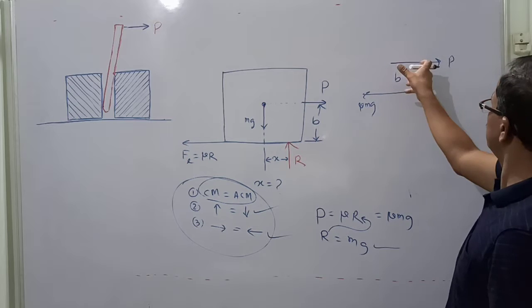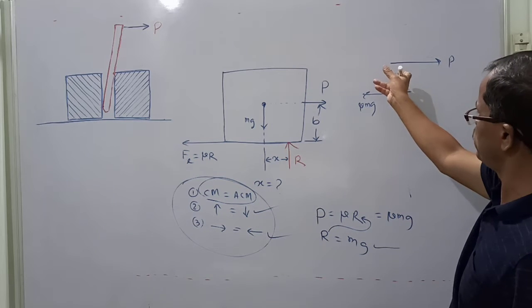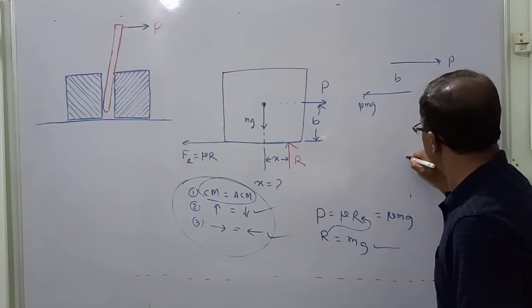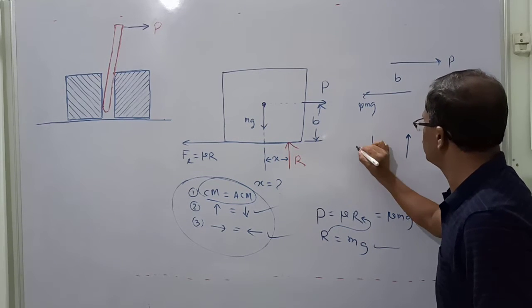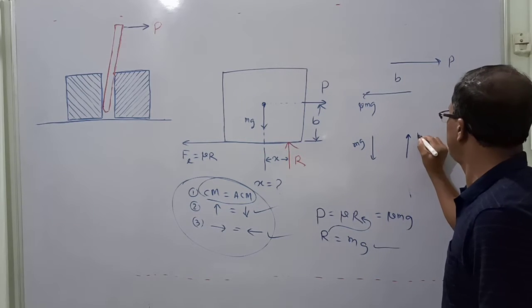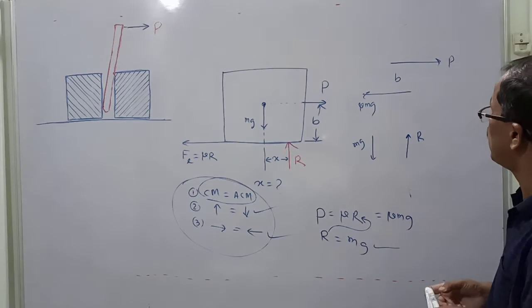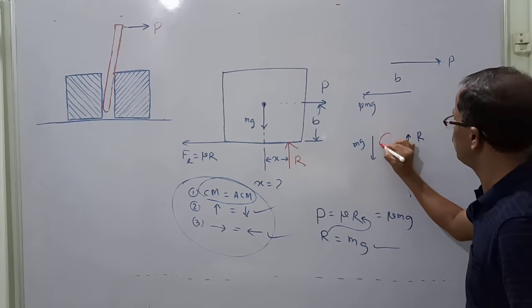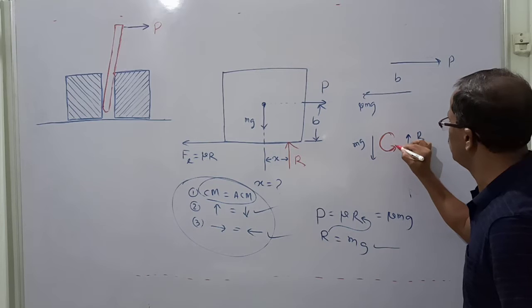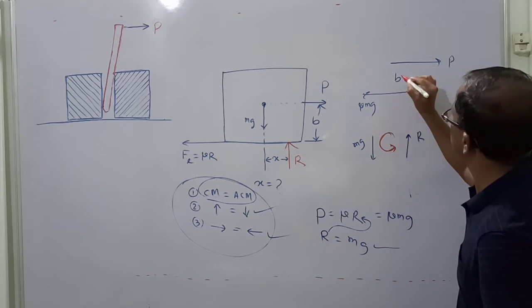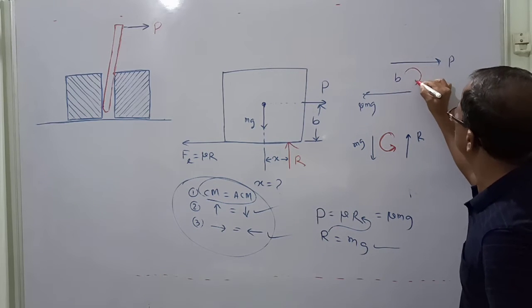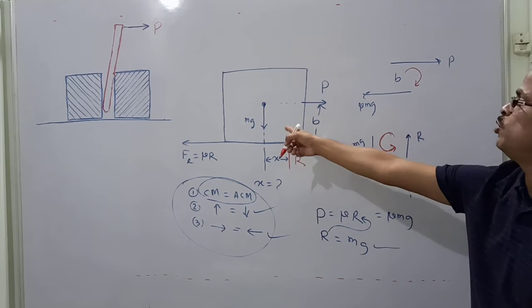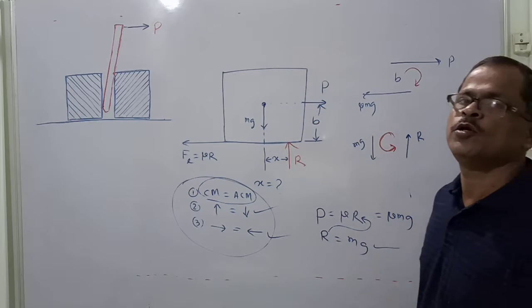So they will develop a clockwise moment. If they will develop a clockwise moment, then who will provide an anti-clockwise moment? Now R is acting upward and downward is acting mg. So mg and R, they will develop which moment? Anti-clockwise moment. Look here, this is upward, this is downward. They will develop a couple. This is called moment of couple. The moment of couple is anti-clockwise. Here the moment of couple is clockwise. If the clockwise couple is equal to anti-clockwise couple, then the body will be in equilibrium. Then my problem will be finished.